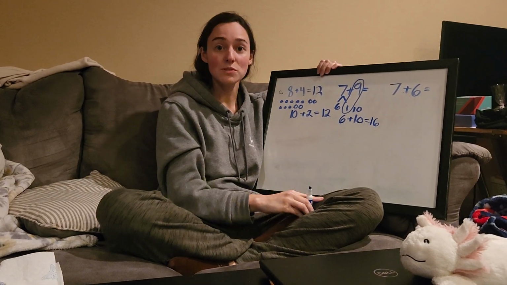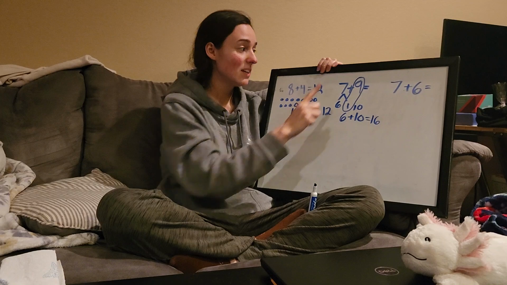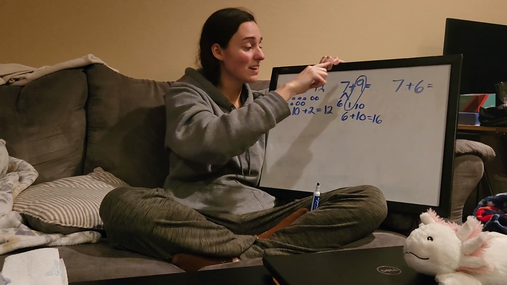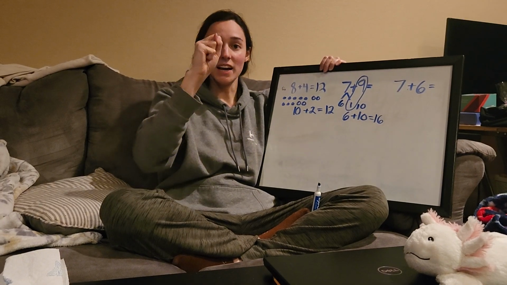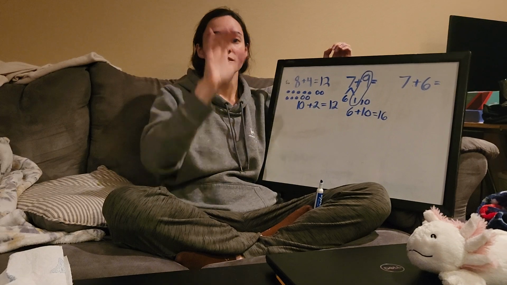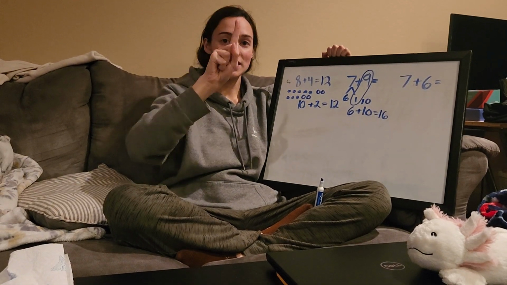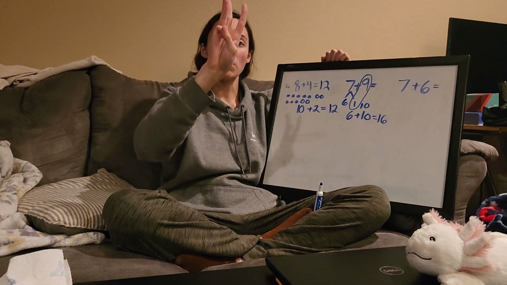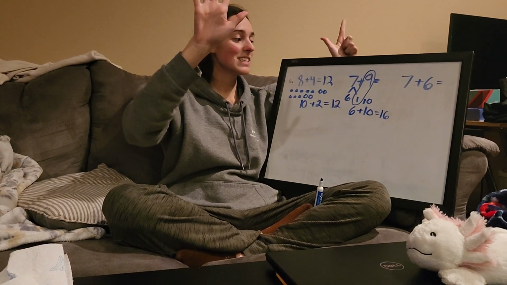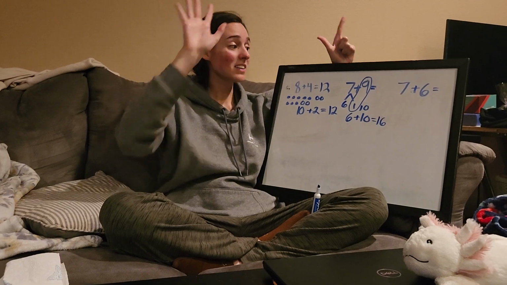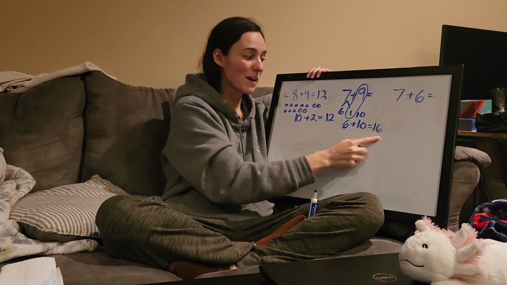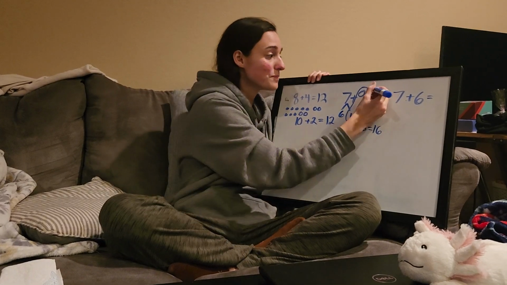We can check this with our counting on strategy. I start with my number that's close to 10, so I start with 9. I put 9 in my fist. I'm going to count up till I have 7 fingers. So I have 9, 10, 11, 12, 13, 14, 15, 16. Now I checked. I know that 7 plus 9 equals 16, and it also matches the work we did here.